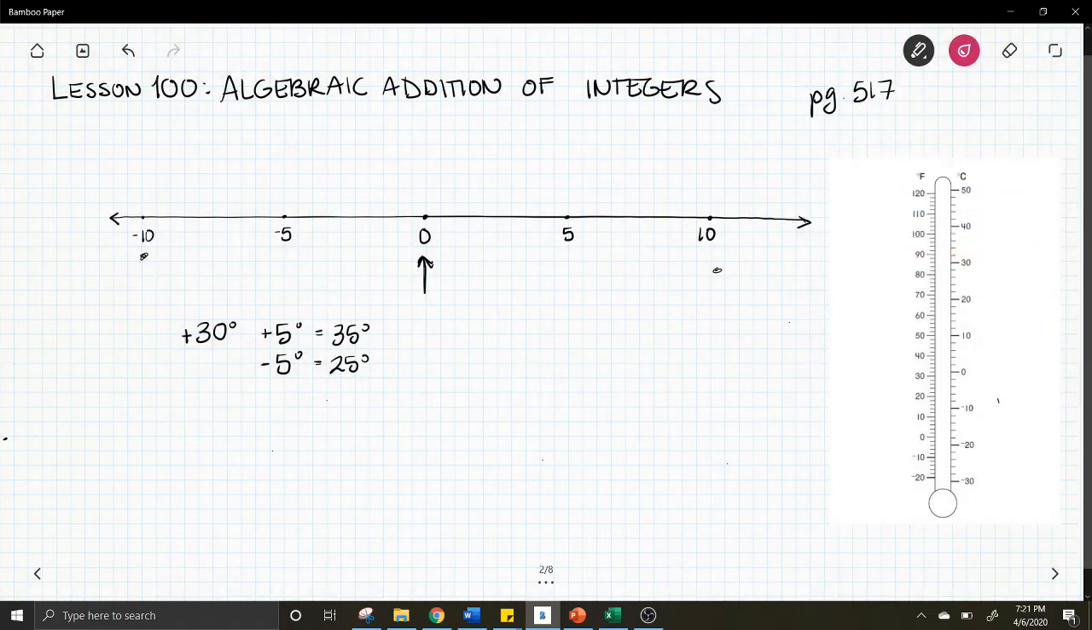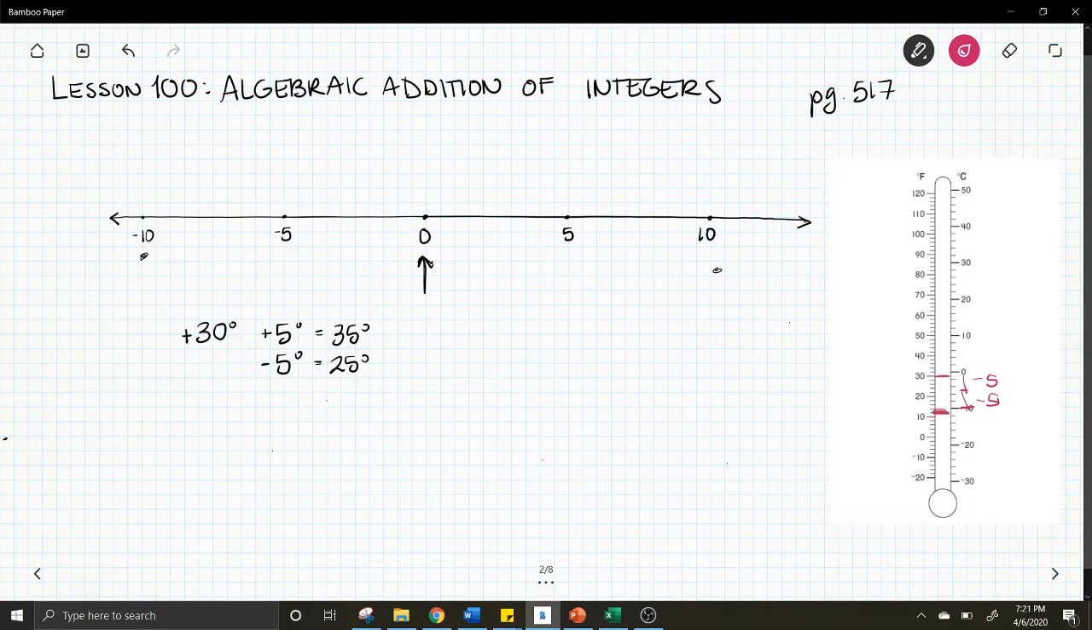We'll use pink. Good enough. All right, let's say that the temperature is at 0 degrees. And then it falls 5 degrees. So it's about in between here. We lost 5 degrees. And then we lose 5 more degrees.